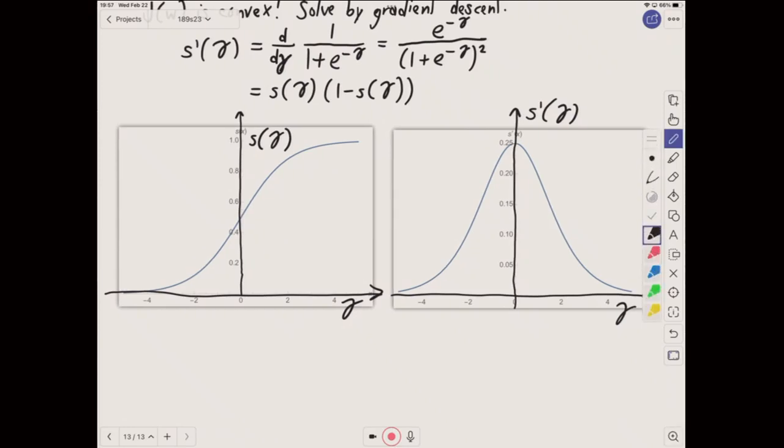So hopefully the graph on the right doesn't surprise you. What it's showing is, first of all, that s prime is always positive, because you can see s is monotonically increasing. And second, you can see that the slope of s of gamma is biggest right at 0. Indeed, s prime is biggest right there, and it's equal to 1/4.